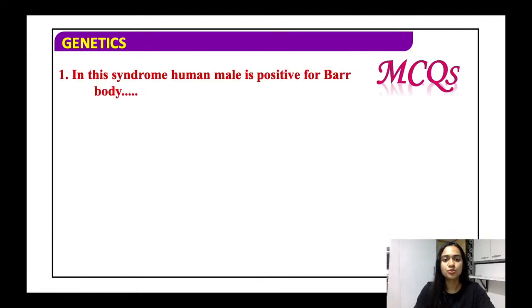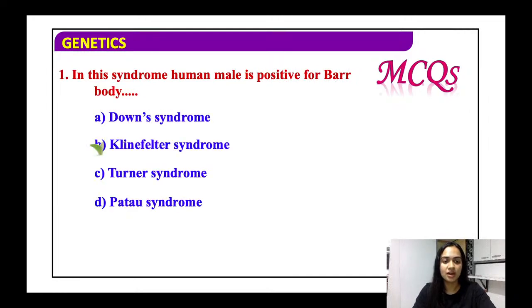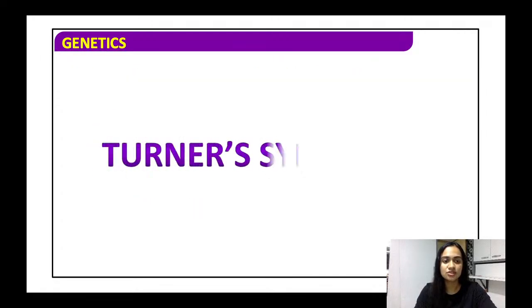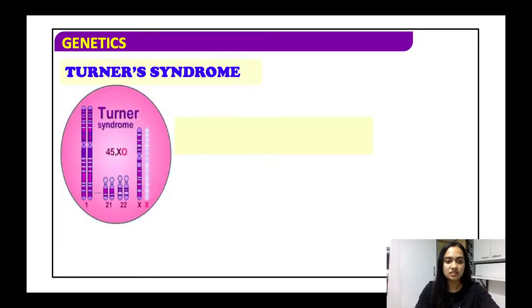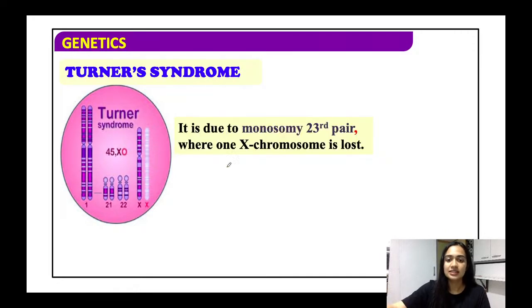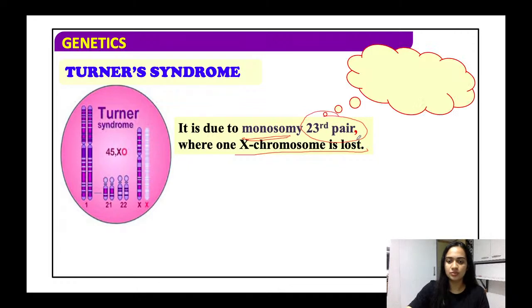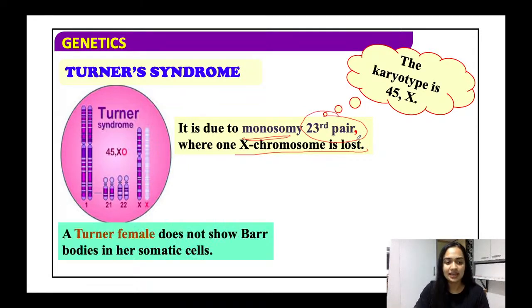In this syndrome, human male is positive for a Barr body, that is Klinefelter syndrome. Now coming to Turner syndrome. What happens in Turner syndrome? एक जो हमारे फीमेल में X होना चाहिए and एक absent है, ठीक है? तो it causes monosomy of 23rd pair of chromosome, where one X chromosome is lost. So the karyotype is 45 X.